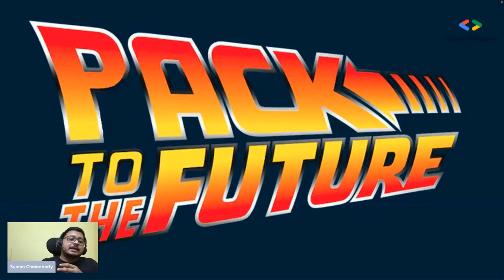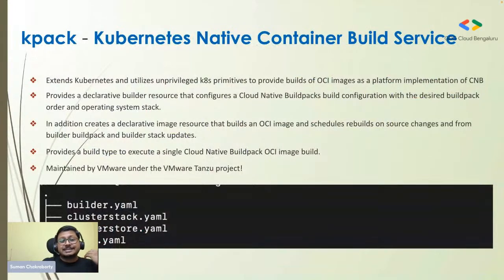So there is something which has been developed for that purpose, called kpack. Kpack is a Kubernetes native container build service, and it's a part of the VMware Tanzu Build Service portfolio, which uses the underlying logic of how Buildpacks execute in creating an OCI compliant image. What kpack does is extend the Kubernetes API, creating a bunch of custom resources that help in building OCI images.